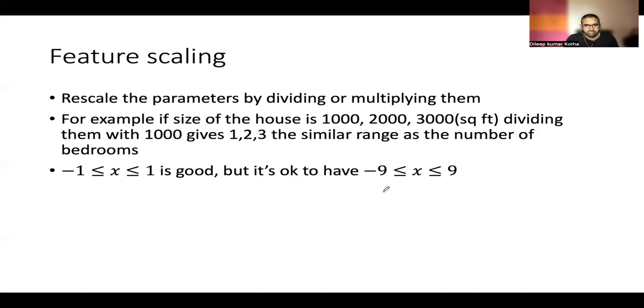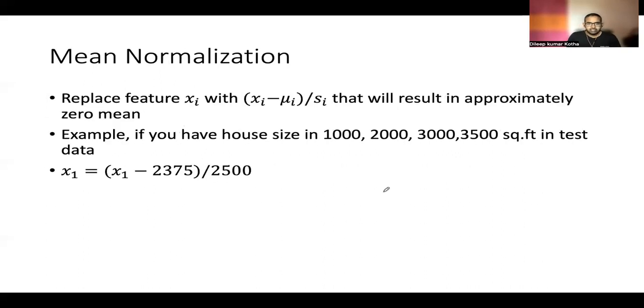Now let's go to the next slide. The second way to tone down the variable size is mean normalization. In mean normalization, we replace the feature xi with (xi minus mu i) divided by si, which will result in approximately zero mean. Usually this will result in variable sizes ranging between -0.5 to +0.5.